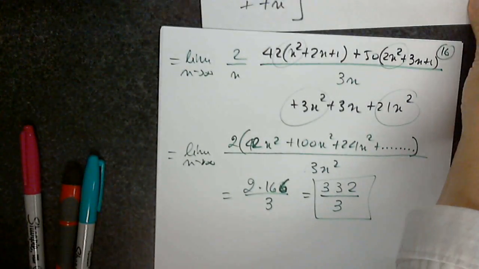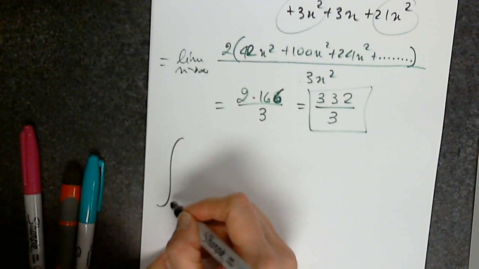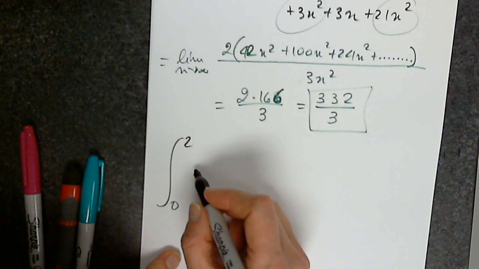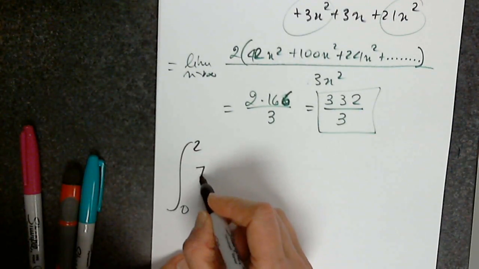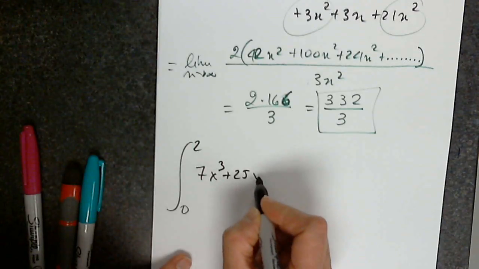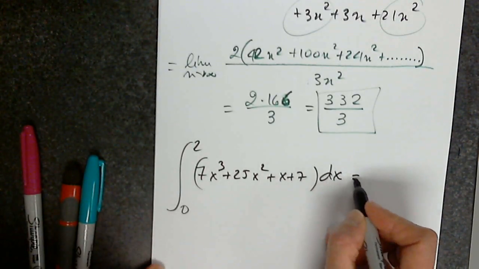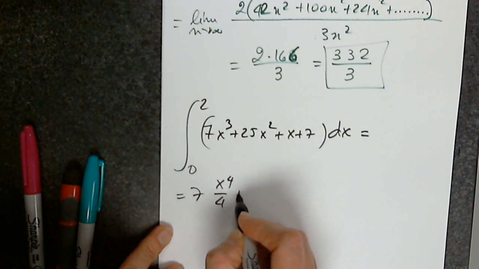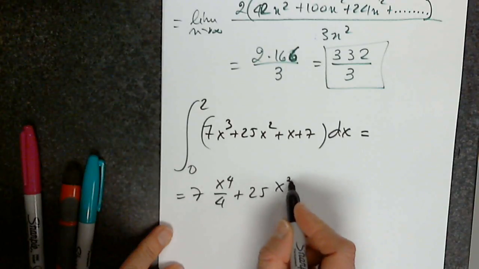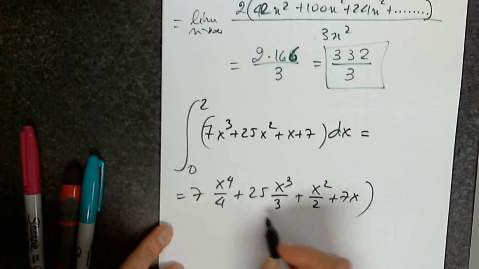So now we want to determine this. From 0 to 2, what was it? I have to go back 3 pages. Say it again. Right. Plus 25x squared, I remember, and plus x and plus 7. Now I remember. Good. So this is 7 x to the 4 over 4, plus 25 x to the 3rd over 3, plus x squared over 2, plus 7x. Don't you love this?